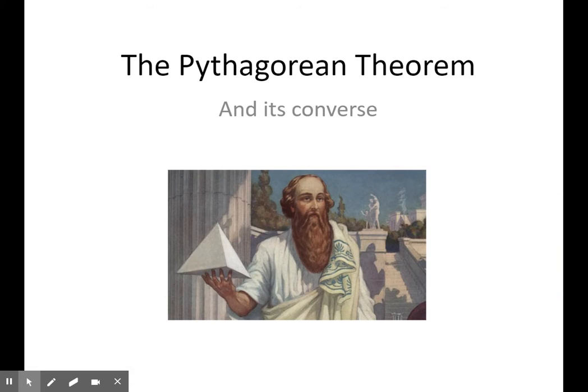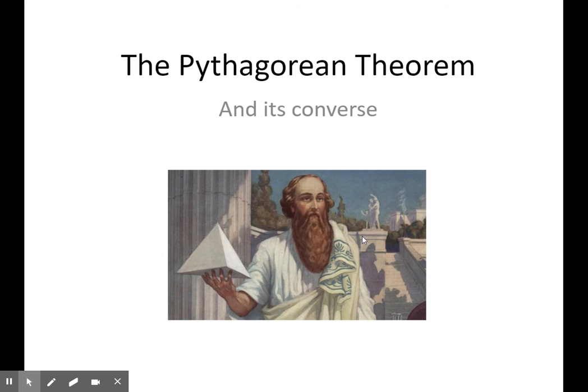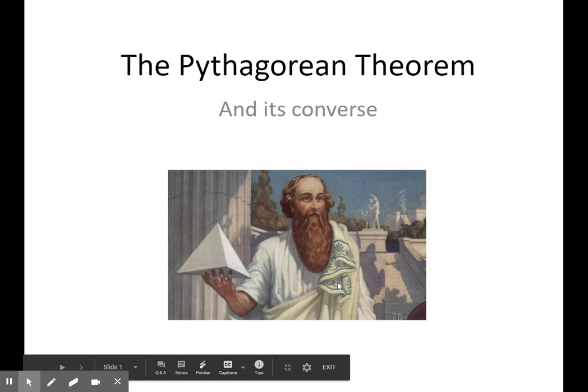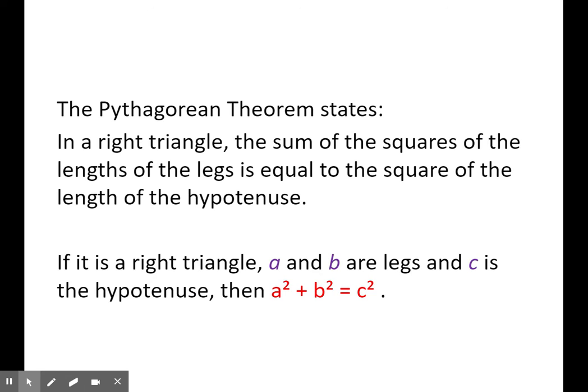Today we are talking about the Pythagorean theorem and its converse. Here we have a picture of Sir Pythagoras, who came up with the Pythagorean theorem. Look how happy he looks. And he found out something really cool about triangles. Let's see what he says.